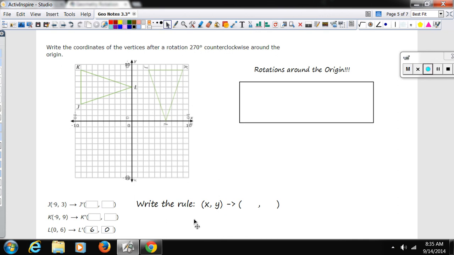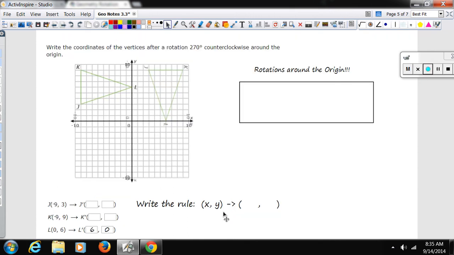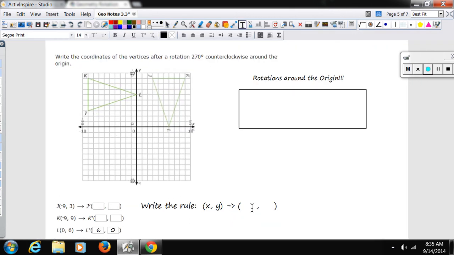Okay. So it looks like the Y came to the front. I think we did that last time. Wasn't our 270 counterclockwise Y negative X? So we already learned that one. So let's apply that. So it's going to be Y negative X. Okay, so does that work for L? Y comes to the front, good, and negative 0 would just be 0, good.